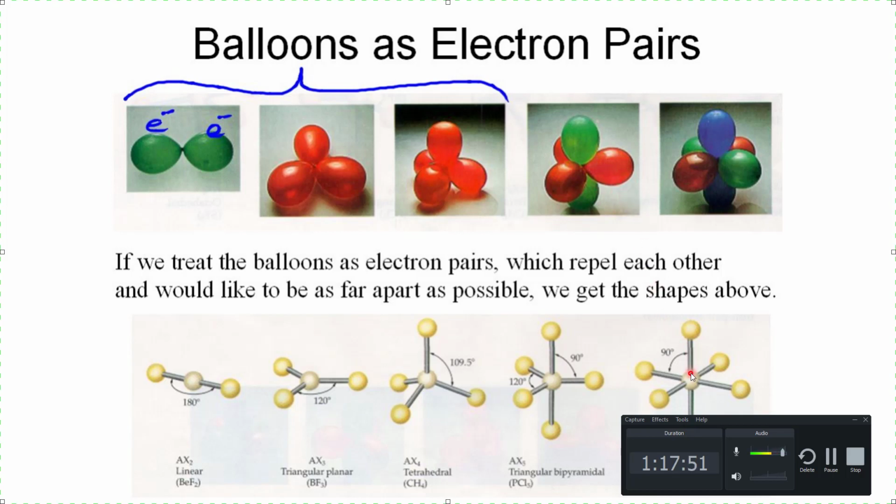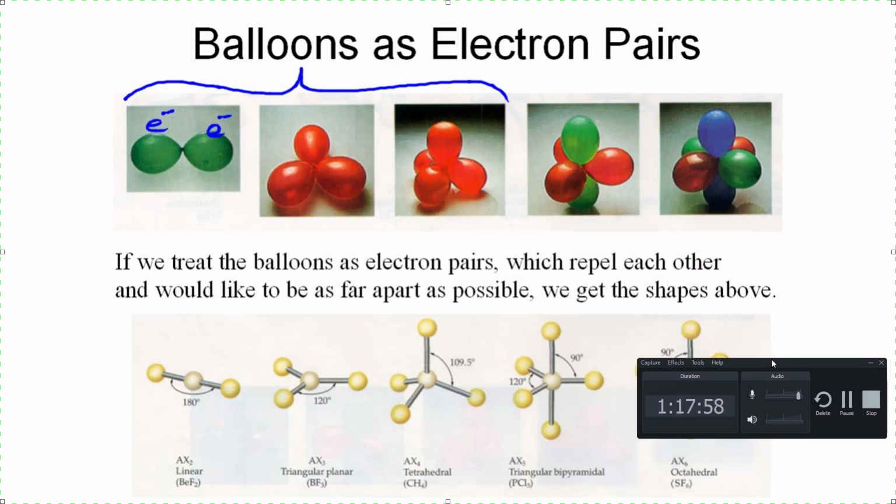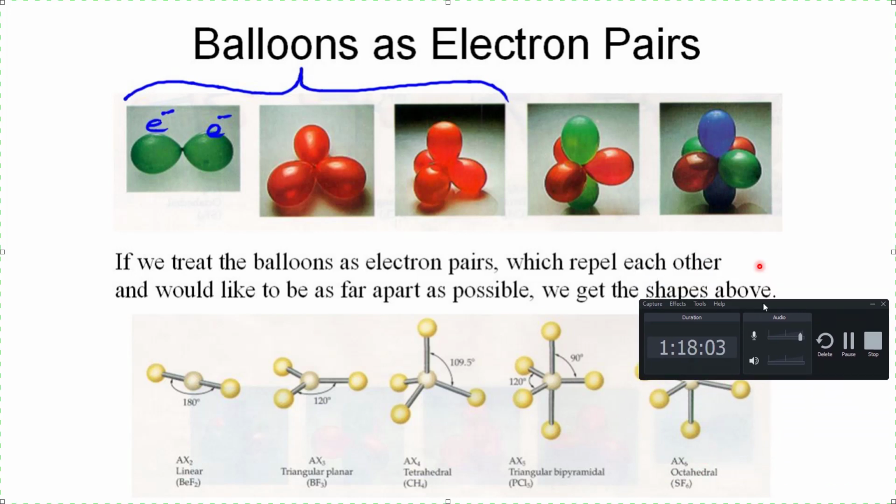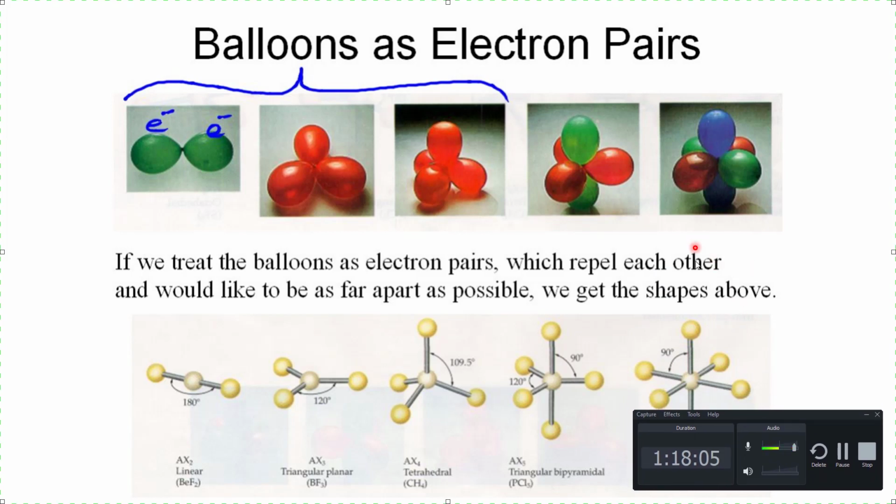And then when you get to 6 clouds of electron density around a central atom, you end up with an octahedral geometry. Okay, so we have these 5 basic VSEPR geometries that we're going to work with. And what we're going to do is fit lone pairs into these geometries as well. Okay, so this is the basics of VSEPR theory.